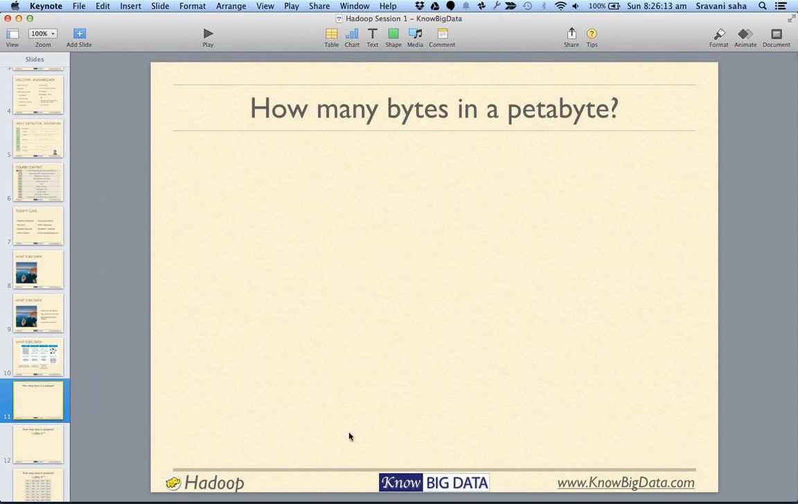All right, so just to check whether you are awake or with me, how many bytes are there in a petabyte?